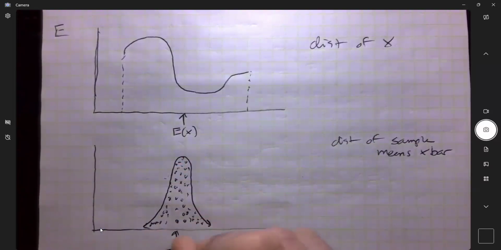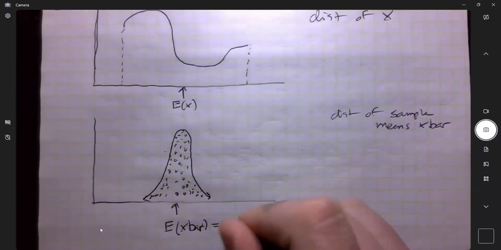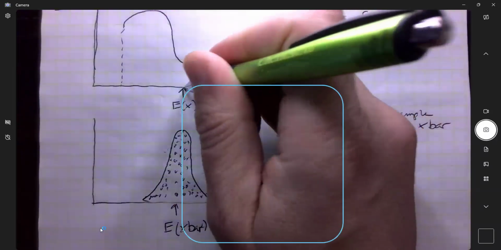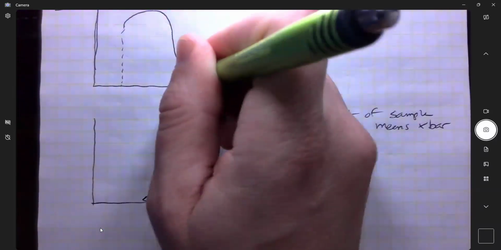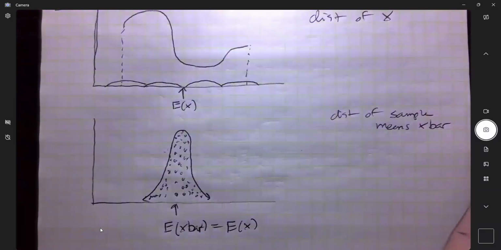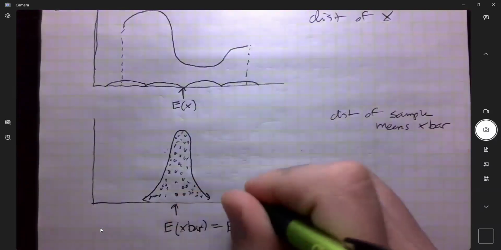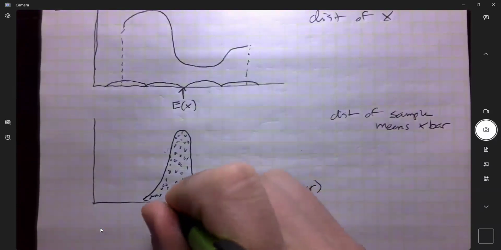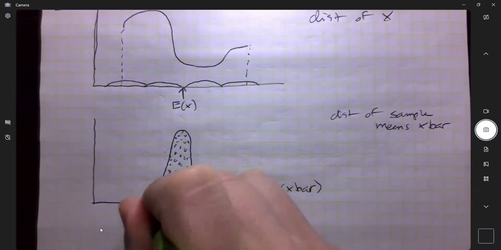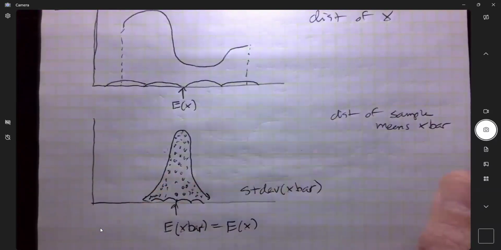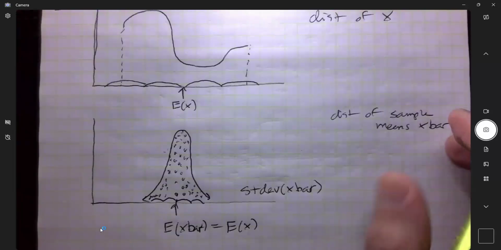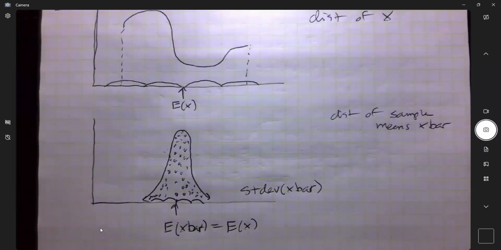This is the expected value both of X and of X bar. And the spread from my top distribution, it's pretty big, right? So two standard deviations might be like this. But the spread down here, the standard deviation of my sample means, that's going to be much smaller because they're clustered much more closely to the expectation of X bar, which is the same as the expectation of X.